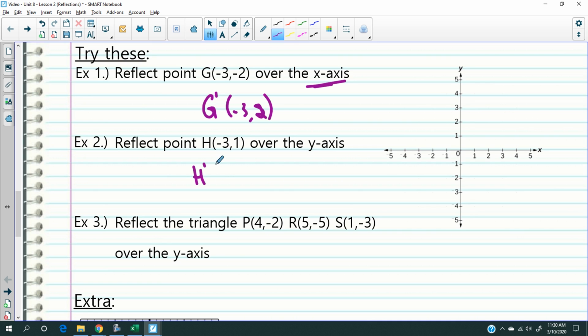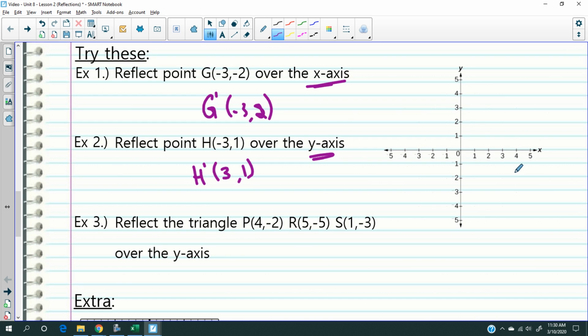What about H? H prime over the y-axis. So you change this one. So what does -3 turn into? That's right, +3. All right, and last one. So this one, I'll let you graph it though, because I don't want to take up that much more time.